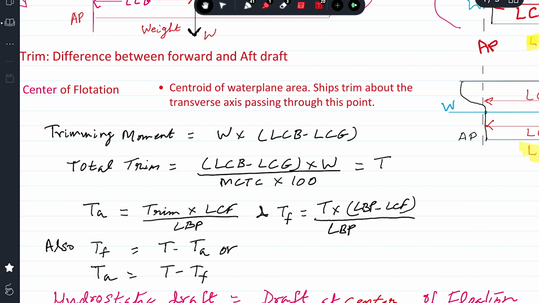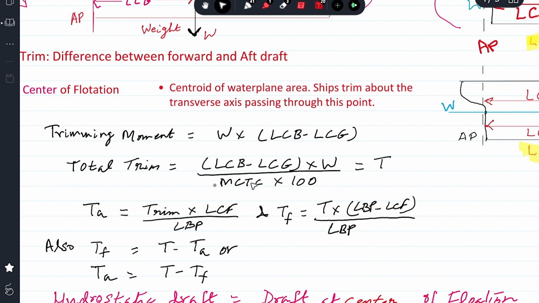So once we have the hydrostatic draft, then we extract LCB, MCTC, and we get the trim. This when you have divided by 100, so it will be in meters. After the trim, we calculate forward trim and aft trim. What will be the change in draft forward and aft? And that will be trim into LCF upon LBP. LBP is length between perpendiculars, and LCF also you will extract from the hydrostatic particulars.